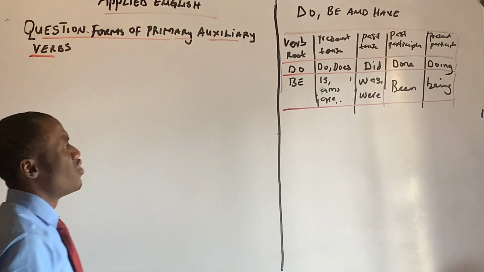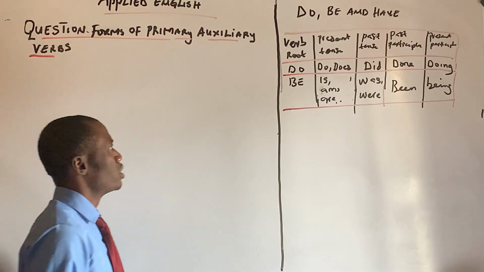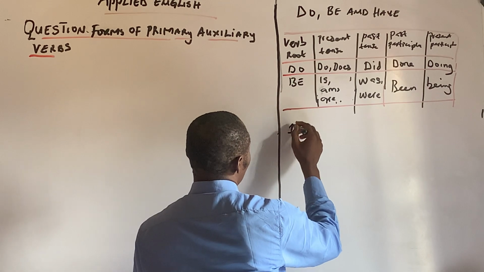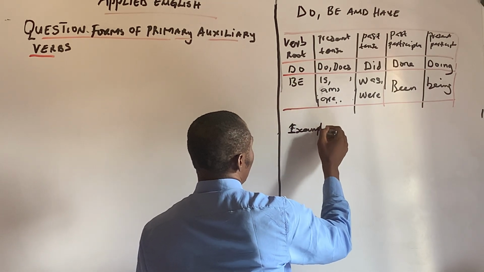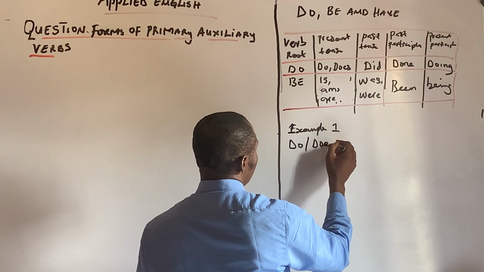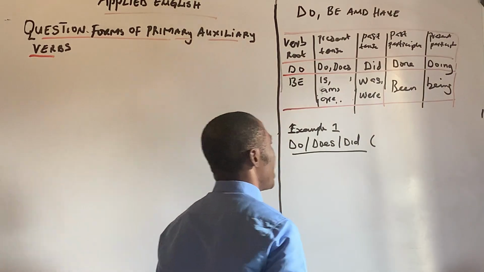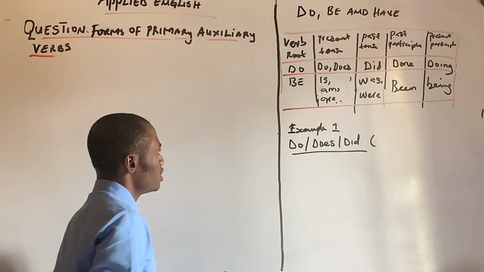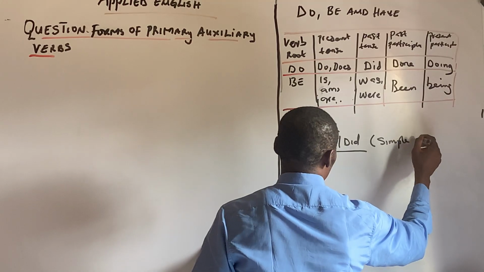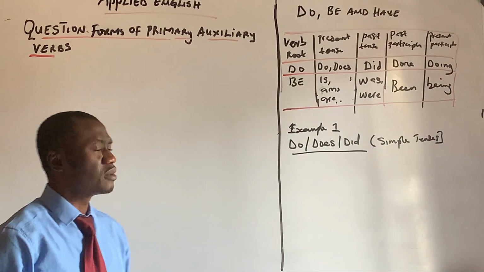Since we have gotten the verb roots, now let's go to the question form. Let's start with the first one. The first one is do. Example one. We have do, we have does, we have did. This usually appears in simple tenses.